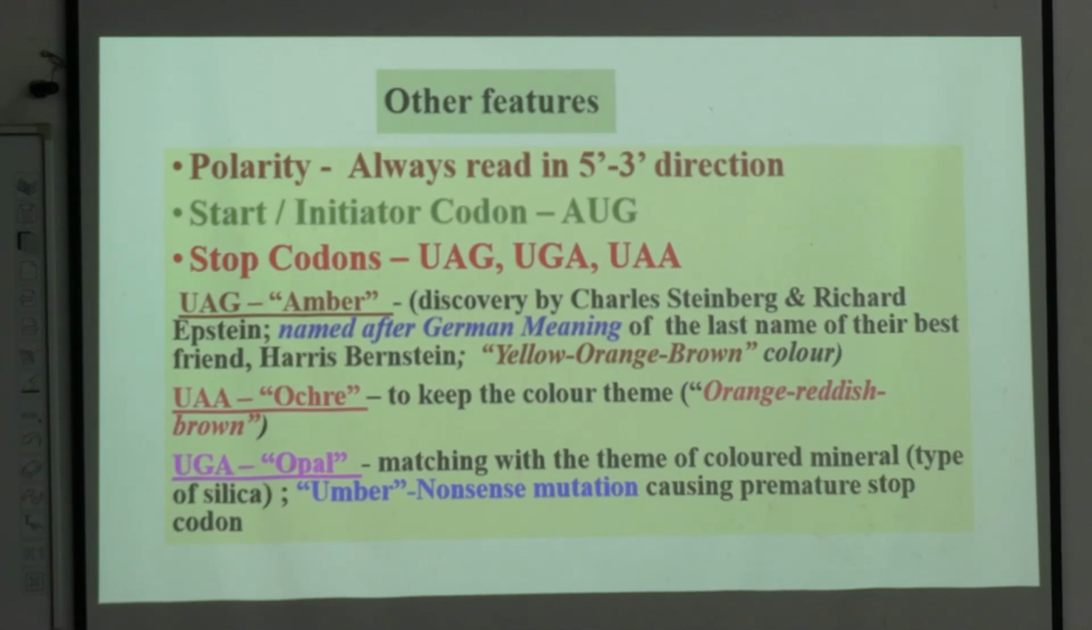I mean, there is no need for remembering all those things, but I have seen some books are also mentioning it. That's why I tried to find out what is the actual reason behind naming these stop codons as amber, ochre and opal.